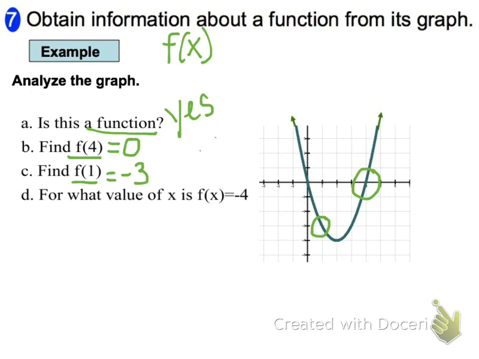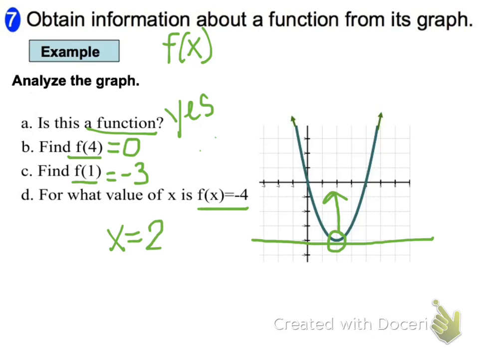Now this last one's a little different. Now we want to know for what value of x is f of x equal to -4. This time we're being given the y value. We're trying to find the x value, so we have to go the other way. So let's go ahead and take a look at our graph. We're going to go to y equals -4, and y equals -4 would be this spot right down here. The only place it crosses is right there, and that x value is 2. So x equals 2 is where f of x equals -4.